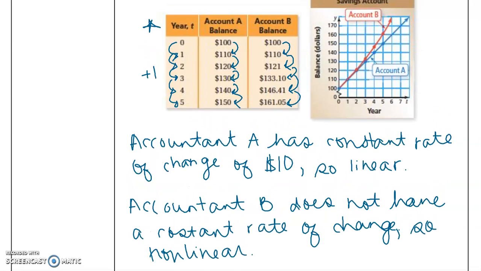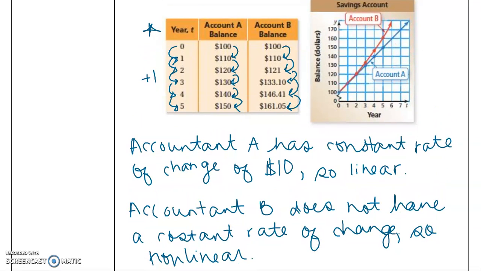Okay, and then I already graphed it to the right, and we can tell how these would be graphed. So you can see accountant A is in blue, and we can see that it's going up by 10 every time. It has a constant slope. It's going up 10 over 1, up 10 over 1, up 10 over 1. It's constant. Whereas accountant B, we can see that it is getting more and more and more. It's changing its rate of change every time. Every single year, it's changing, which is why it is this curved line, which shows that it is a nonlinear function.